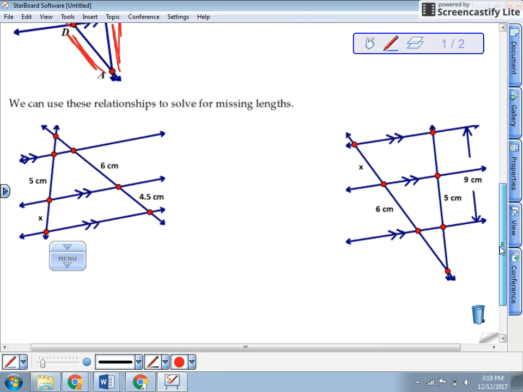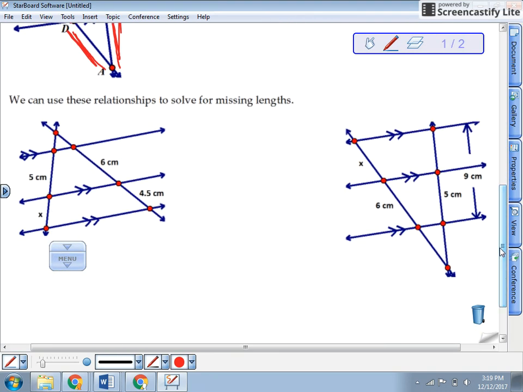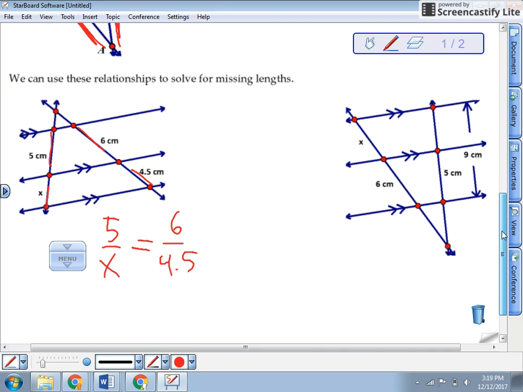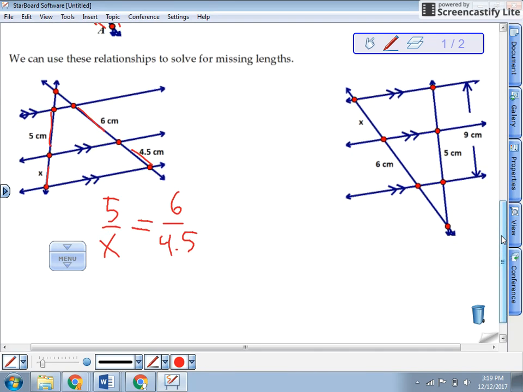Now let's get to some actual values. We know that the parallel lines divide them up proportionally. Again, it doesn't matter how you set these up. You just want to be consistent. So in this case, I'm going to go top to bottom. I'm going to say 5 is to X, as on this side, 6 is to 4.5. Again, it's not the only way I could have set it up, but that's the way I decided to do it there. I could have gone across, it doesn't matter.